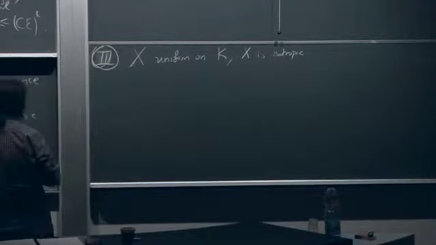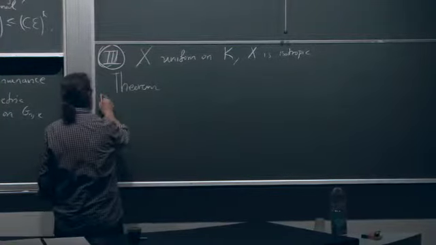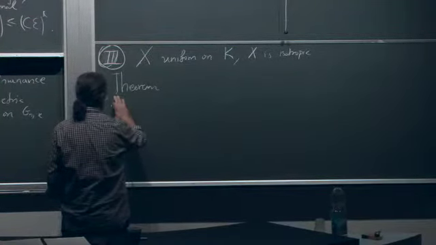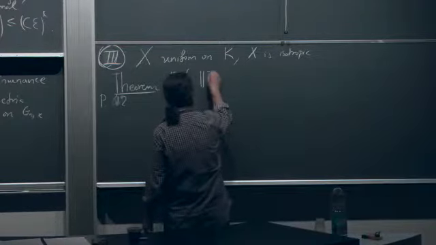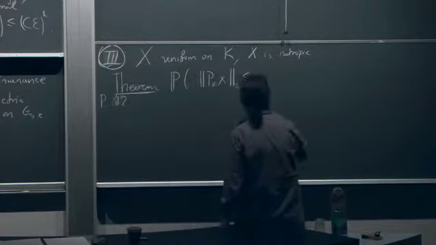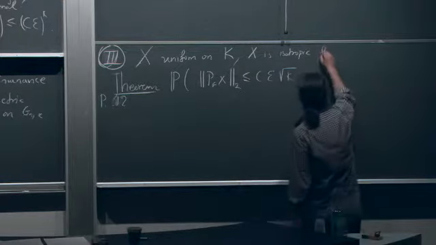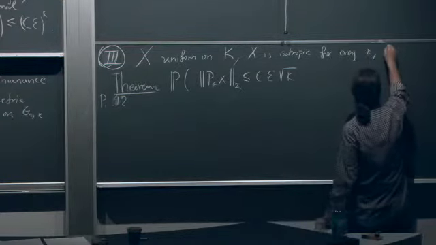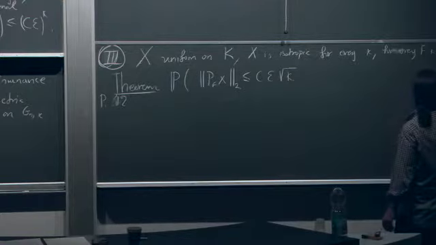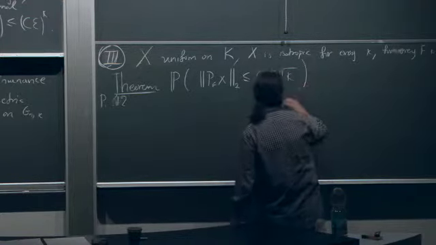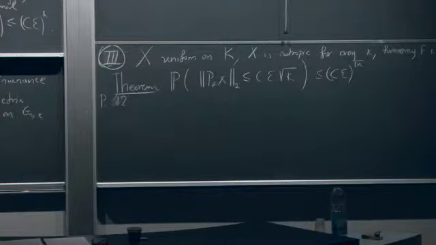And now again, you want to solve the small ball probability problem. So this is the theorem, from 2012. It says that small ball probability, what we know for this is that this is less than a constant times epsilon square root of k, for every k, and for every k-dimensional subspace, this small ball probability is true. So this is what we know.